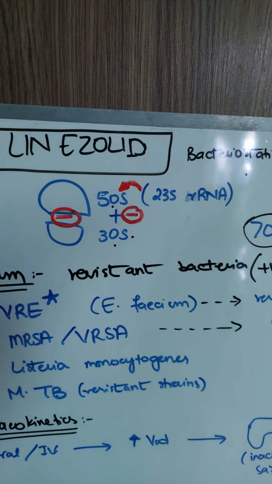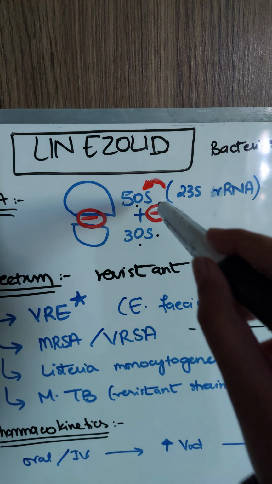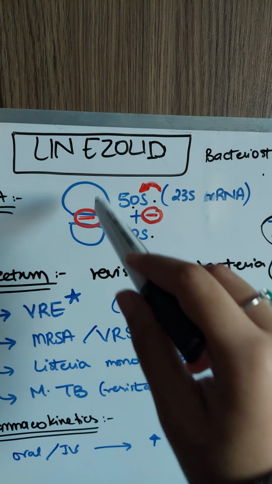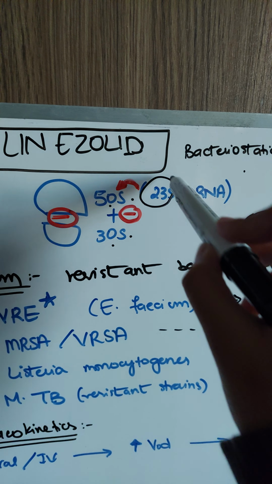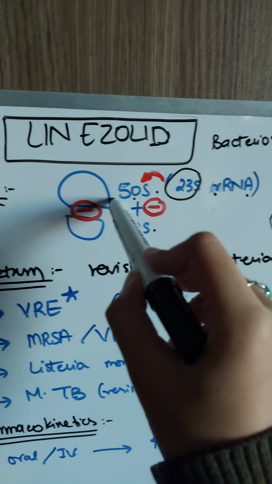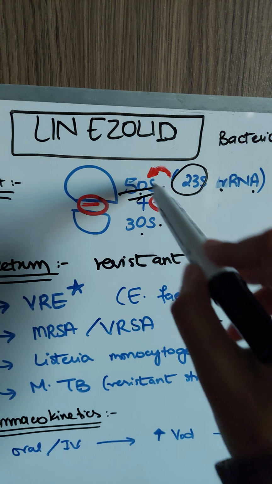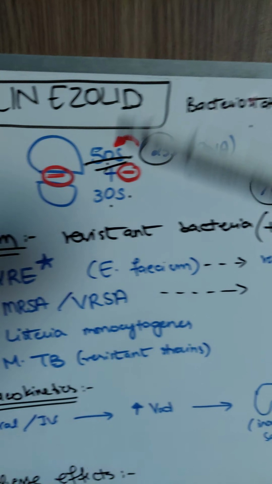But in some books it says that it specifically inhibits the 50s ribosomal subunit because it messes up with its 23s ribosomal RNA of the 50s part. So then their assembly doesn't happen, the 70s isn't formed, okay? So this is a slightly technical point.